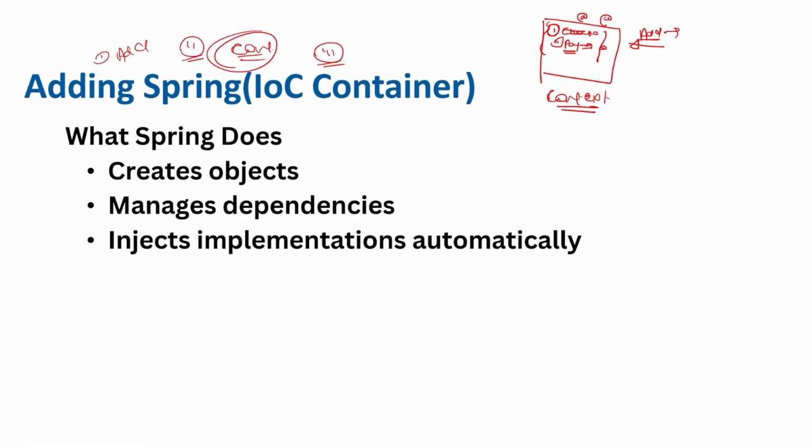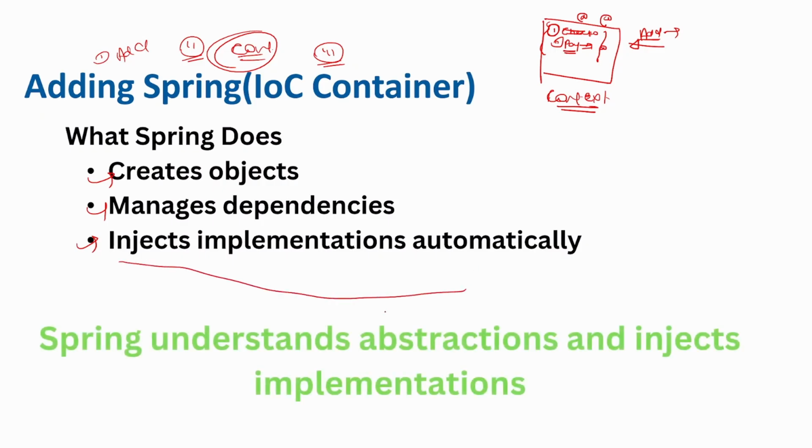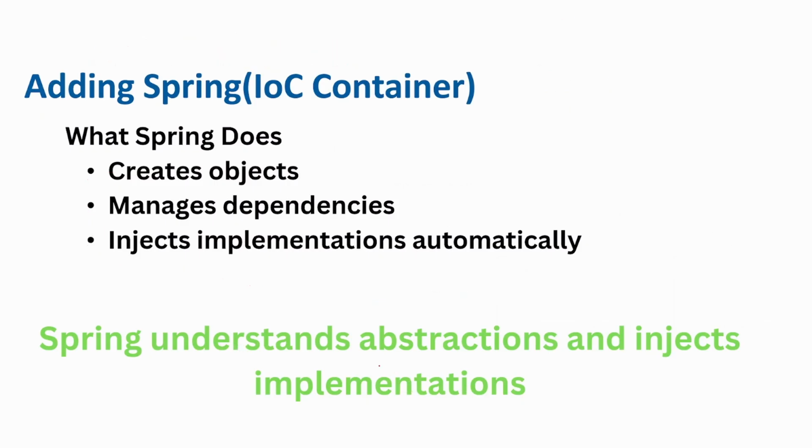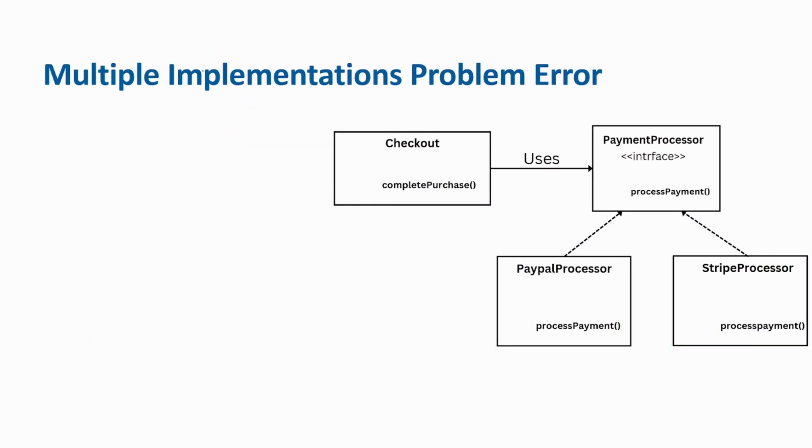When we add Spring, what Spring does is create the objects for us, manage the dependencies, and inject the implementation automatically. So Spring understands the abstraction and injects the implementation. So why is this error coming? Let's see why. Basically there is a multiple implementation problem.